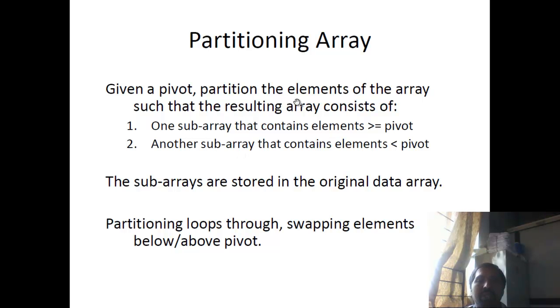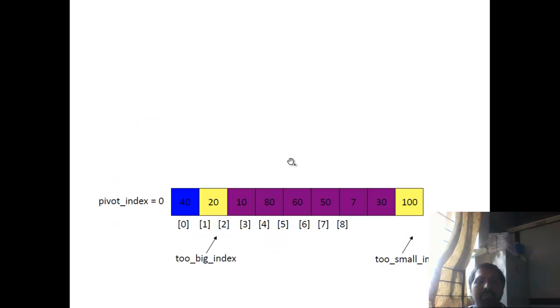Given a pivot, partition the elements of the array such that the resulting array consists of one subarray that contains elements greater than the pivot and another subarray that contains elements less than the pivot. The subarrays are stored in the original data array. Partitioning loops through, swapping elements below or above the pivot. For example, here 40 is the pivot element, and now we are comparing with the remaining elements. So 20. While scanning from the left side, we need to identify the element bigger than the pivot element, and from the right side we find the element smaller than the pivot.